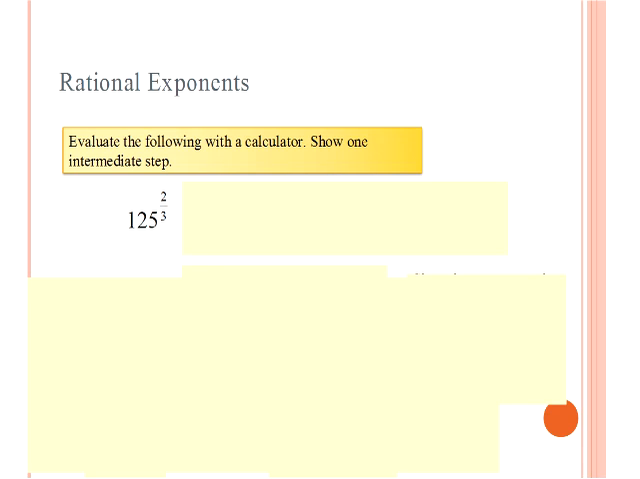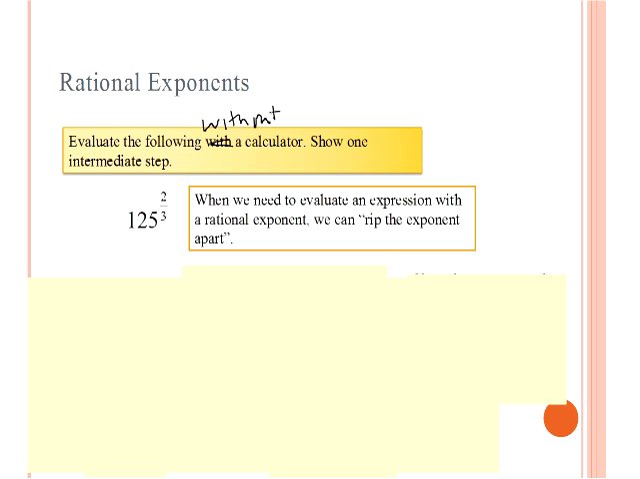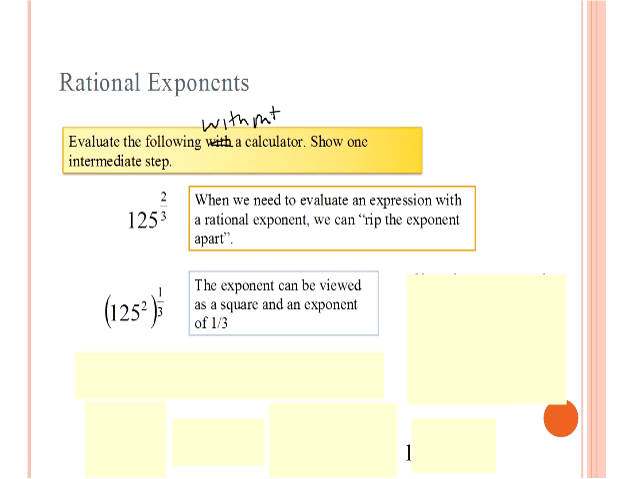So here's an example where we want to evaluate, we should say without the calculator. And so what we have here is a rational exponent. I'm going to suggest that when we have a rational exponent, we rip the exponent apart. What I mean by that is we can write this as 125 squared to the 1/3. So when I rip this exponent apart, basically I'm taking a 2 off, and what's left is the 1.